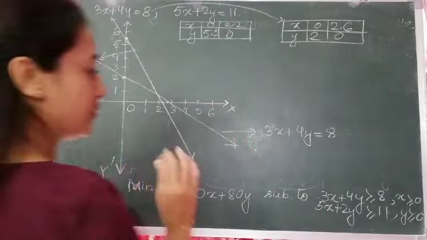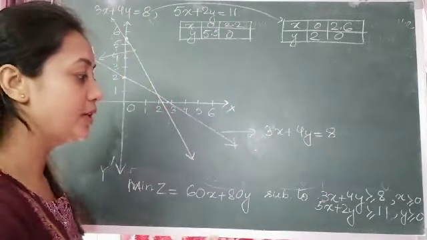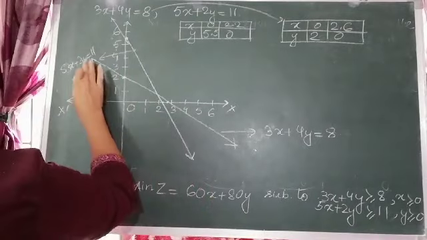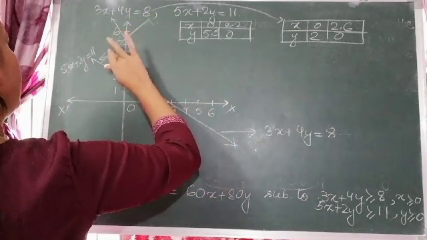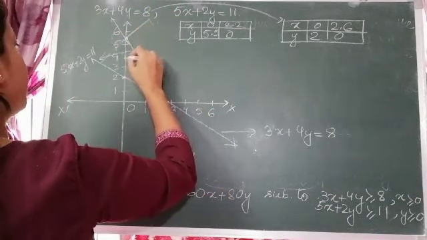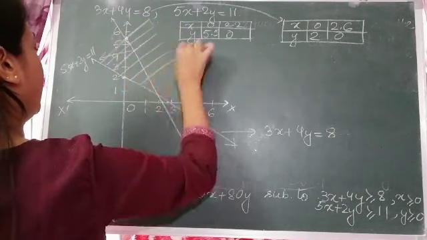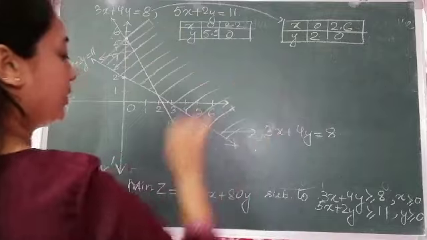So for that you have to shade first. So 0 plus 0 greater than or equal to 8. Is 0 greater than or equal to 8? No. Hence you have to shade that part that is away from the origin. So this is 3x plus 4y equals 8. So you have to shade that part that is away from the origin. And I'll directly shade the part that is away from the origin.